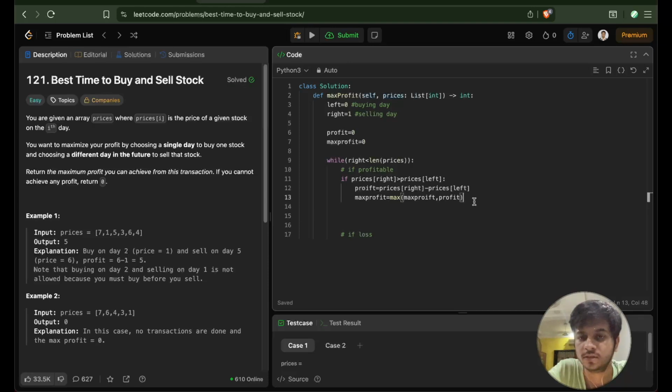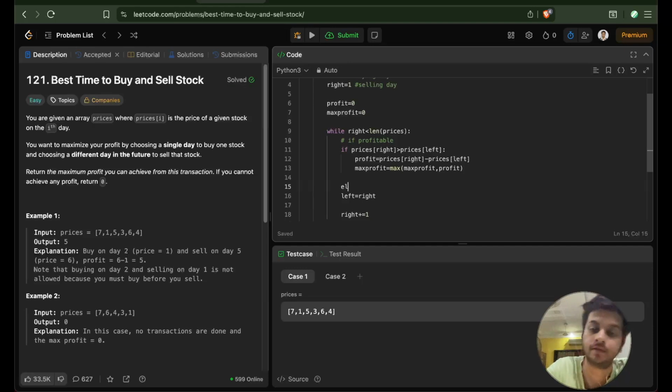then what I would do is I'll just set left equal to right, and for this loop outside I need to increase the while also, and for this I also have to increase the right value. So I'll be doing right plus equal to one, and finally you just return max profit. And let's see it run.